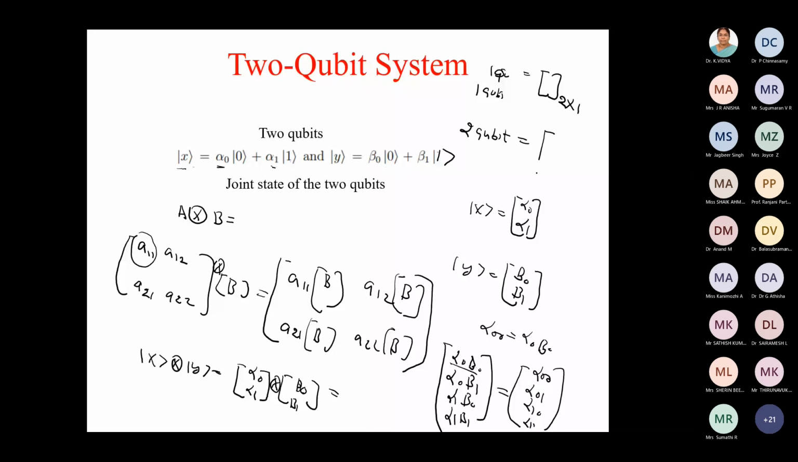See here, there are 4 cross 4 plus 4 cross 1. And if there will be n qubits, then what will it be? N square cross 1. No, 2 power n. 2 power n cross 1. Okay, for n qubits.